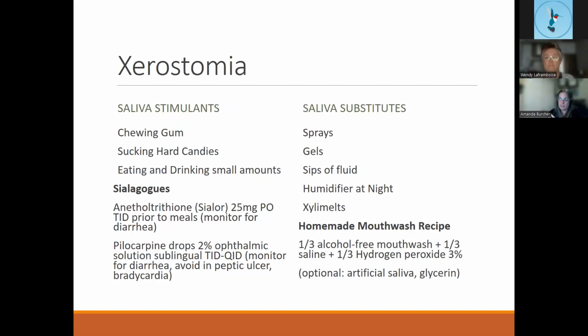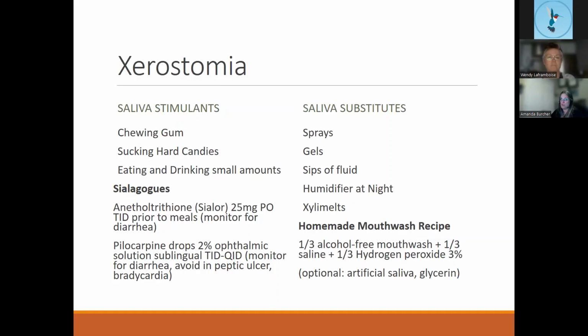I personally don't have a lot of experience using sialagogues. There is Salagen, a 25 milligram tablet that they can take 3 times a day prior to meals, but it's known to cause significant diarrhea. Off-label, you can use pilocarpine drops, TID to QID, but you really have to be careful in patients with any kind of cardiac comorbidities, as it can contribute to bradycardia, and it's also difficult to tolerate GI-wise.